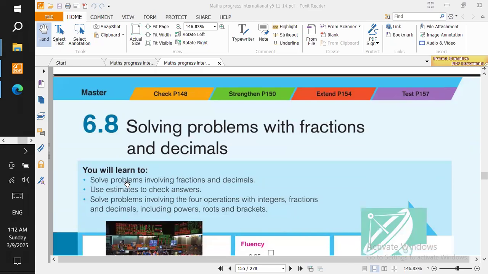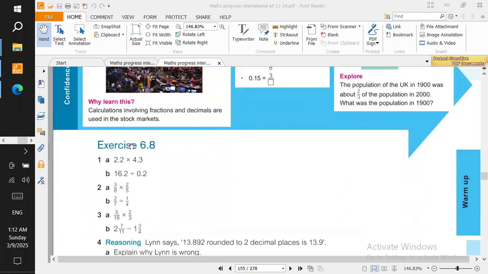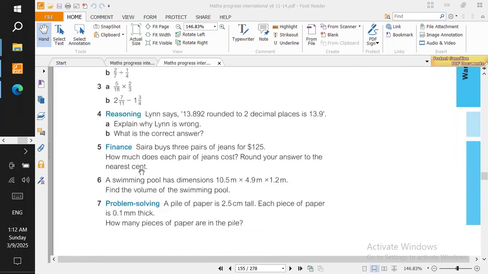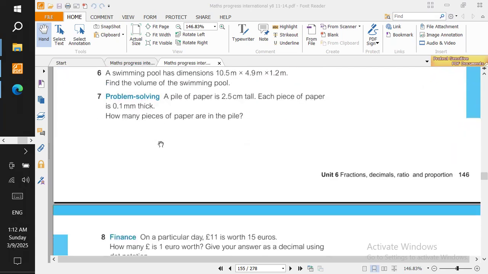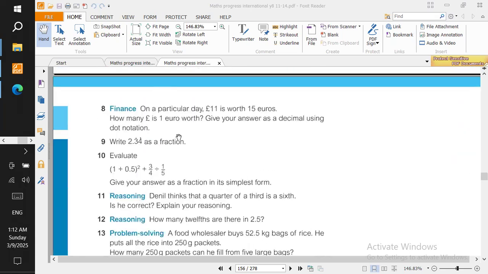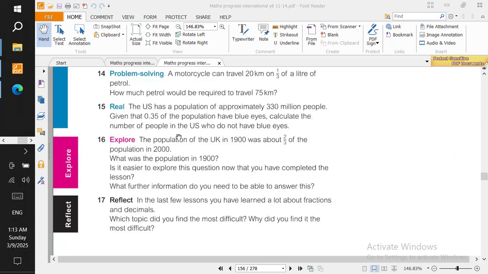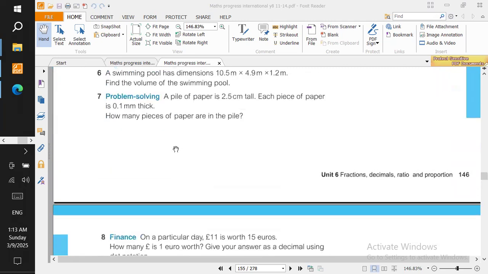Here we have 6.8. 6.8 is about solving problems with fractions and decimals. It means using all the things that we learned before to answer questions. I don't think we have to study this because it's like a revision for all the lessons that we took. The whole ideas that we took before is the same, yes.